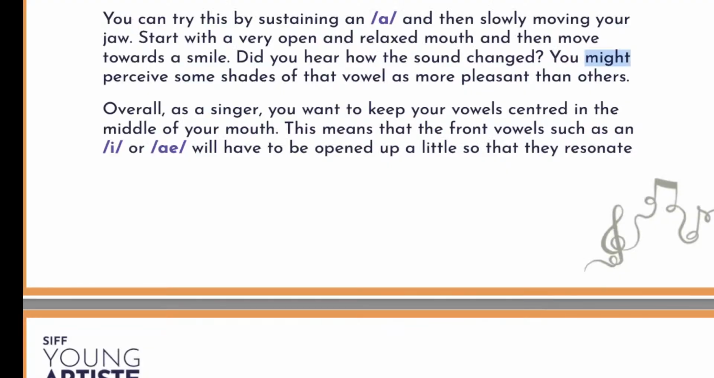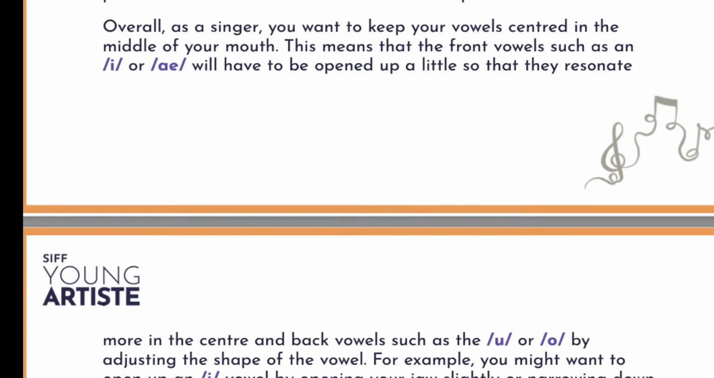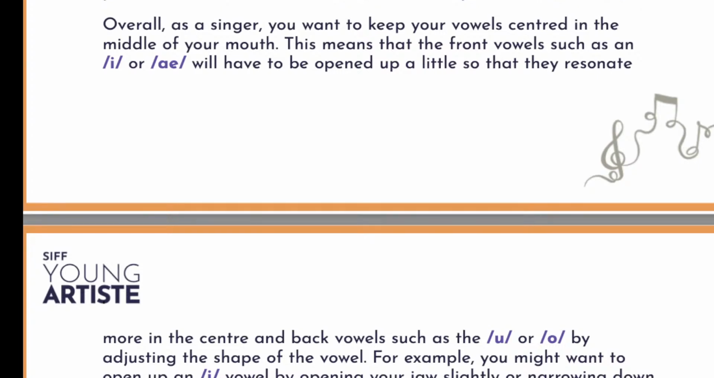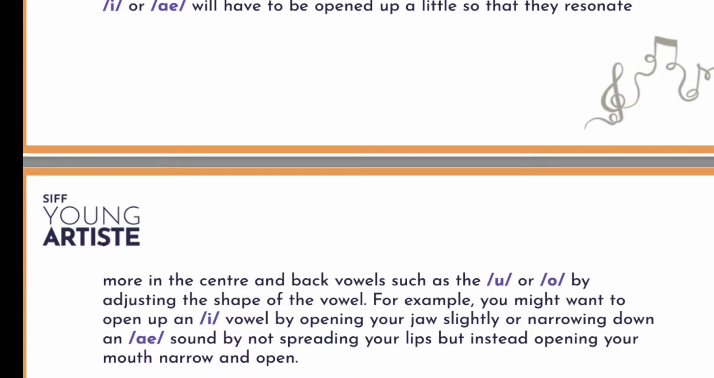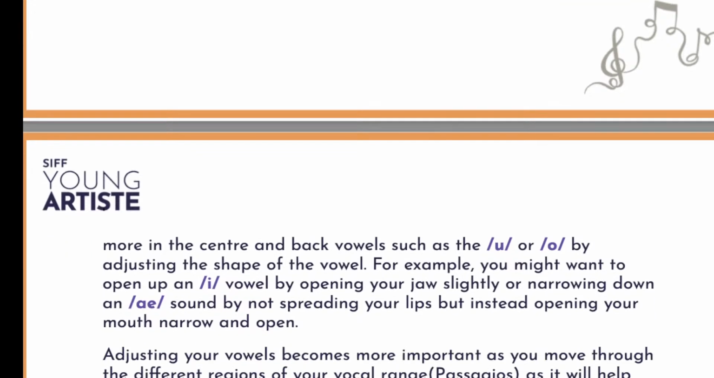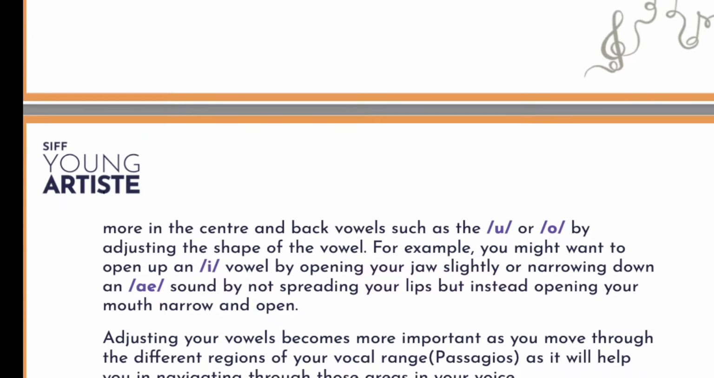Okay, so now as we saw, let me quickly go to the PDF again. As a singer, you want to keep your vowel centered in the middle of your mouth. This means the front vowels such as ee and ay will have to be opened up a little so that they resonate more in the center. And the back vowels such as oo or o, by adjusting the shape of the vowel. For example, you might want to open up an ee vowel by opening your jaw slightly, and narrowing down an ay sound by not spreading your lips, right?